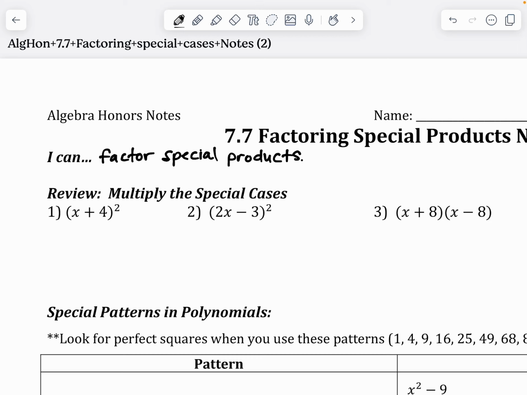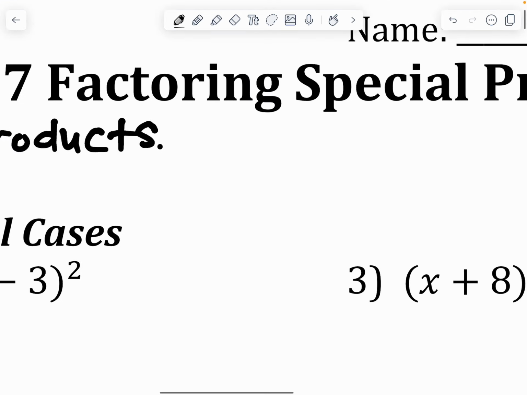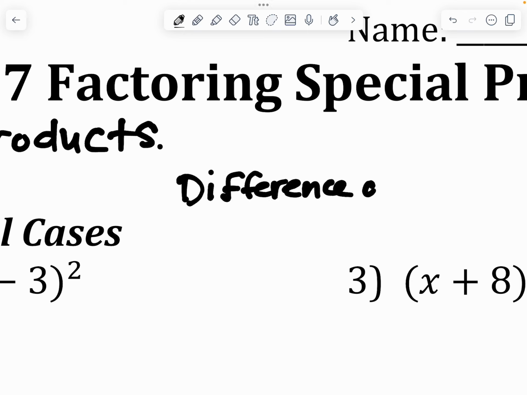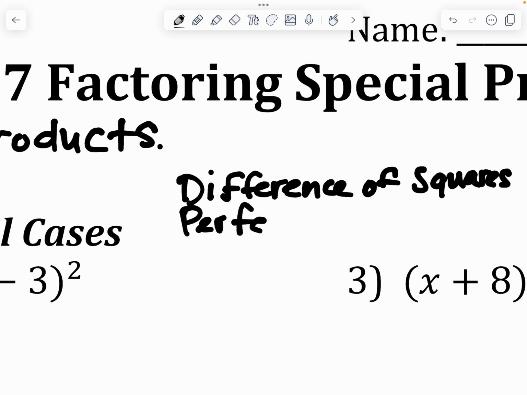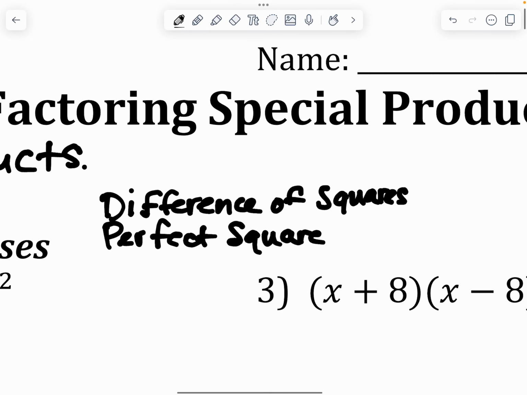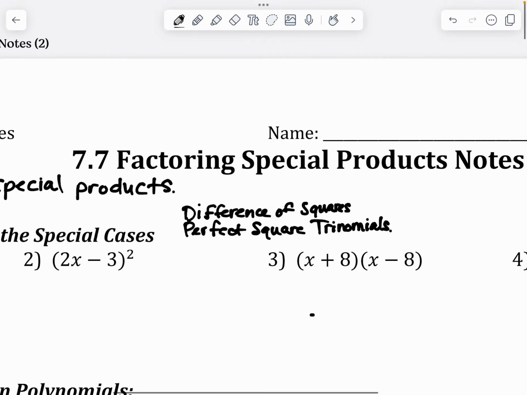So remember when we multiplied the special cases, we talked about different special cases. Remember we had difference of two squares, and we had perfect square trinomials. We talked about each of those when we were multiplying, and I told you to remember them because we're going to see them again, and we're going to need to know how to factor them. So we have difference of squares and perfect square trinomials.